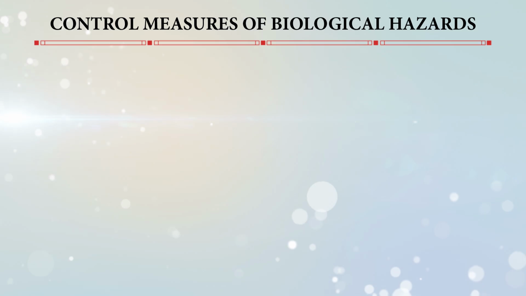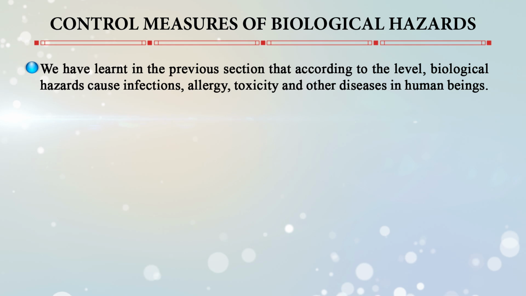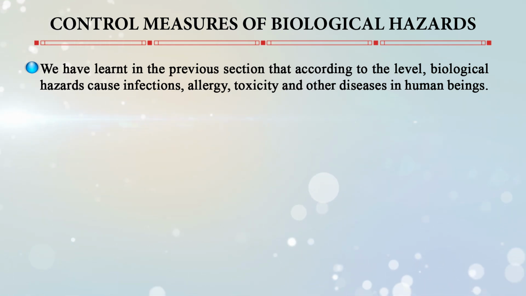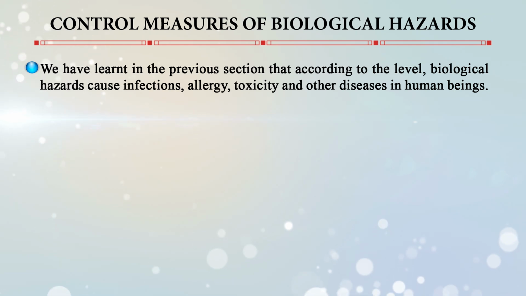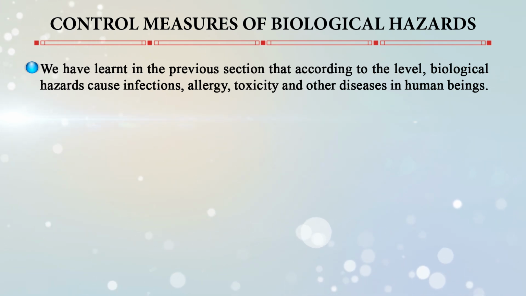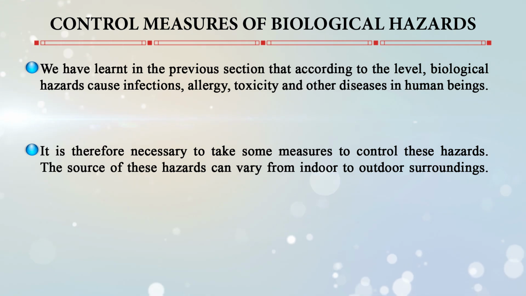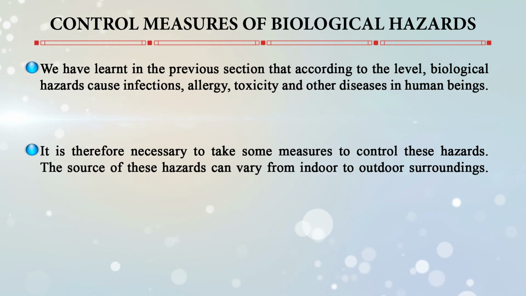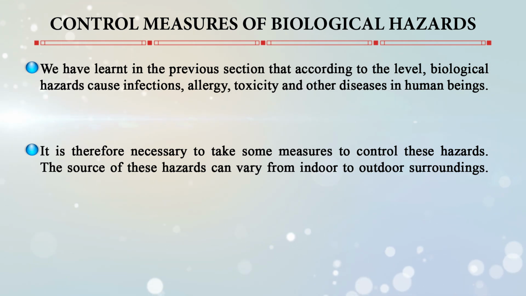Now that we know the levels of the biological hazards, are there any control measures for the same? We have learnt in the previous sessions that, according to the level, biological hazards can cause infections, allergies, toxicity and other diseases in human beings. Therefore, it is necessary to take some measures that can control these hazards. The source of these hazards can vary from indoor to outdoor surroundings.